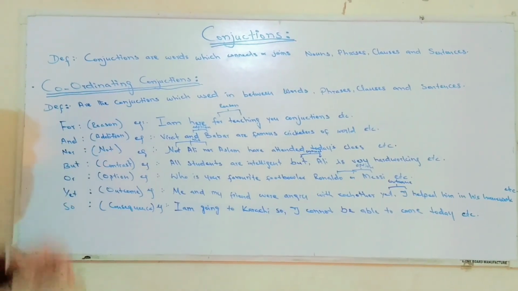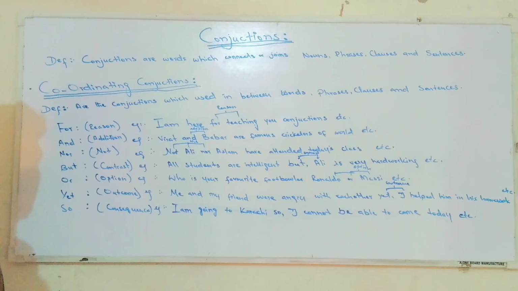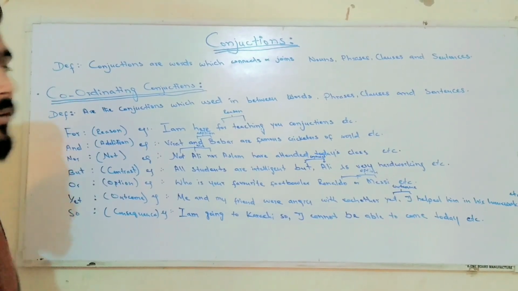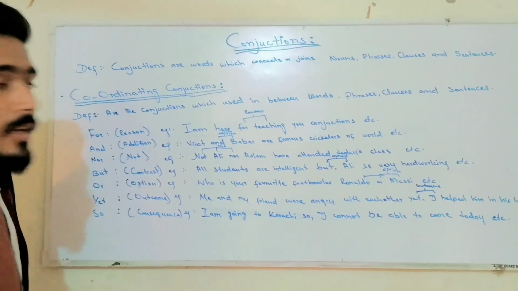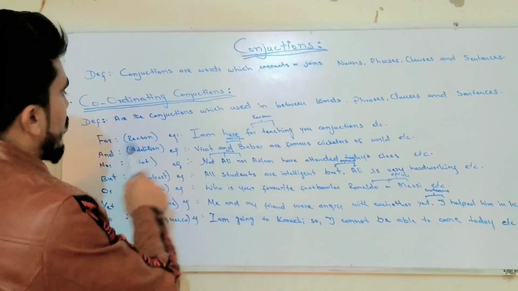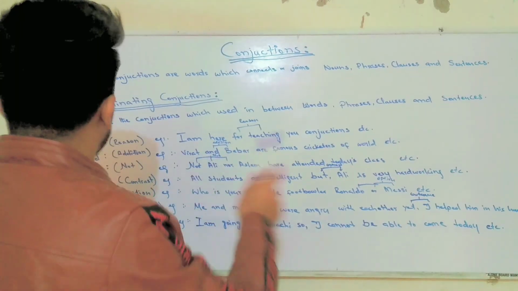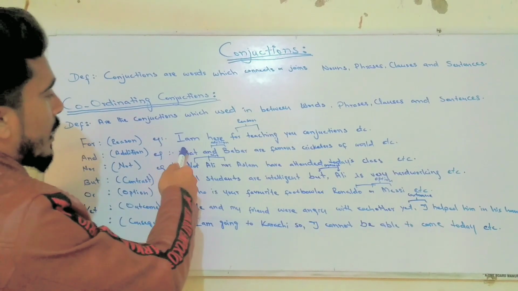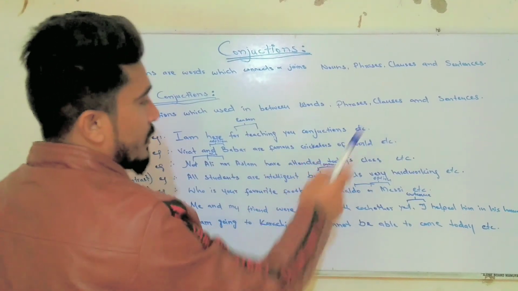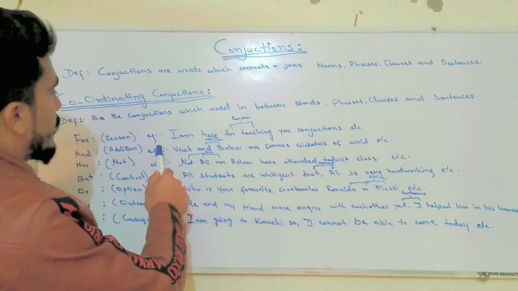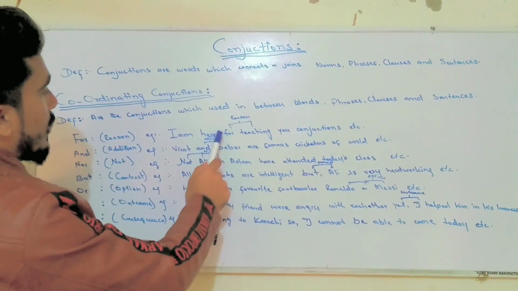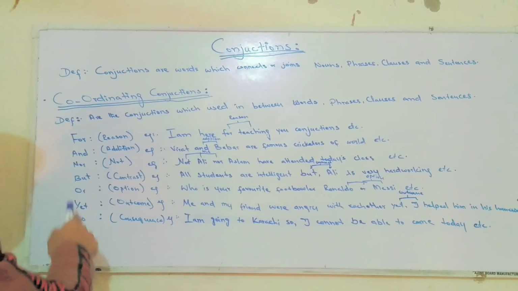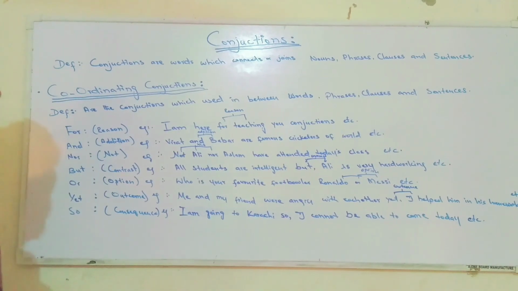So we start with "for." For is used in between sentences and words and phrases and clauses. It shows the reason. Reason in which sense? Here is an example in which "for" shows the reason, and here I have given one example of it. I am here for teaching you conjunctions. So the reason is I am here for teaching you the conjunctions.